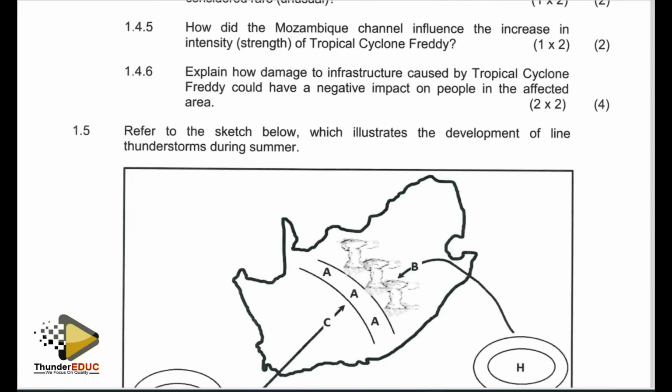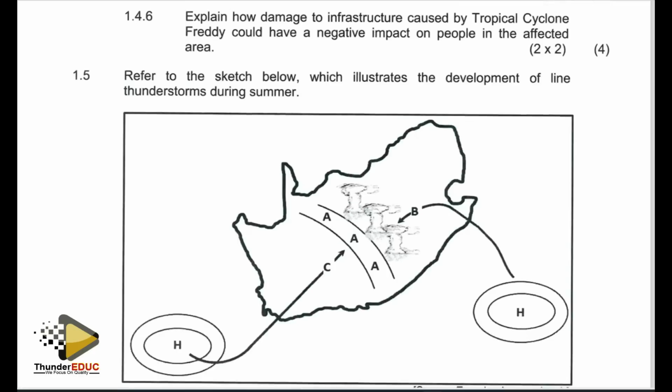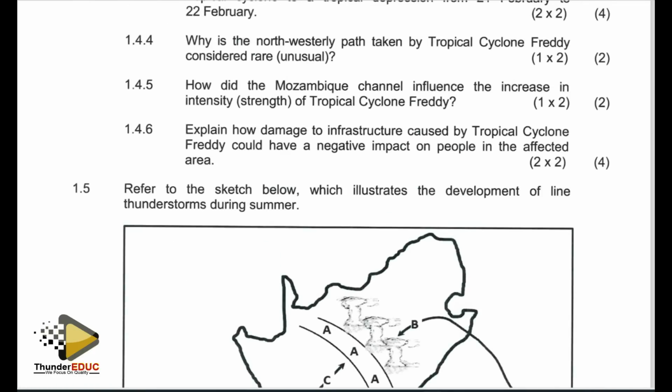Right, we move on to the next question. Number 1.4.6. Explain how the damage to infrastructure caused by Tropical Cyclone Freddy could have a negative impact on people in the affected areas. Right, the question here is specific, referring to the damage to infrastructure and how it poses a negative impact on people. So we need to be very articulate when answering this question. We need to ensure that we indicate what damage to infrastructure has been realized by the tropical cyclone and how it impacts on people in the area.